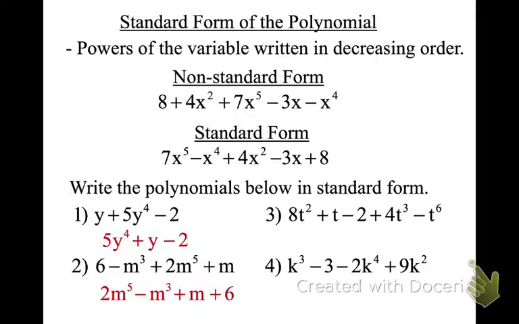Number 3, negative t to the 6th, 4t to the 3rd, positive 8t squared, positive t, and negative 2. Number 4, negative 2k to the 4th, plus k to the 3rd, you have to bring its sign. Whatever's to the left of it is the sign that travels with it like a suitcase. 9k squared and negative 3.